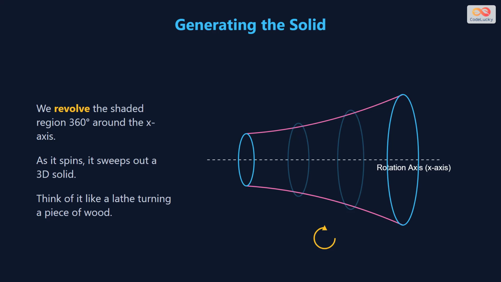Now, imagine taking that flat region and spinning it 360 degrees around the x-axis. As it rotates, it sweeps through space, creating a solid three-dimensional object. This is what we call a solid of revolution.